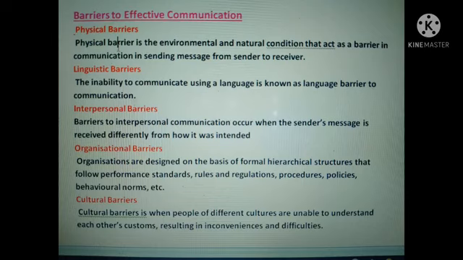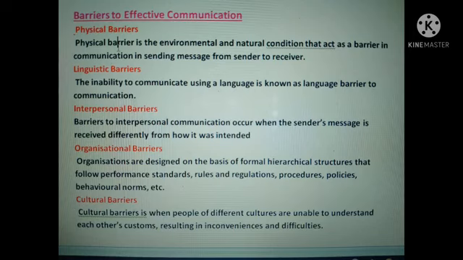The inability to communicate using a language is known as the language barrier to communication. Then the third one is interpersonal barriers. Barriers to interpersonal communication occur when the sender's message is received differently from how it was intended. Then go to organizational barriers.